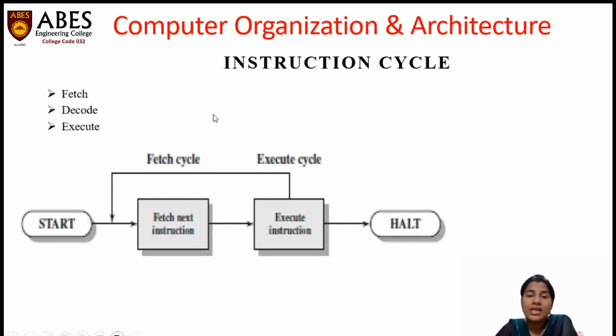Now we come to the instruction cycle. The instruction cycle has three stages: fetch, decode, and execution. First, we start the procedure, then fetch the next instruction, then execute the next instruction, and then halt. After execution, it goes again to the next instruction. This whole cycle is how the instruction cycle works.